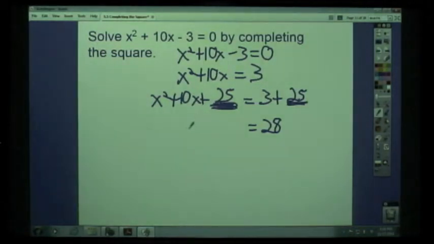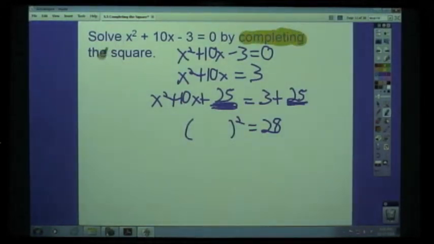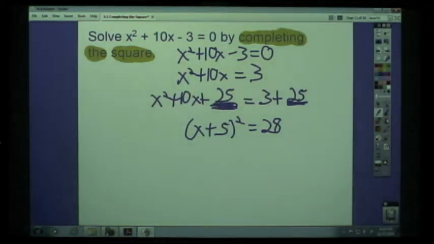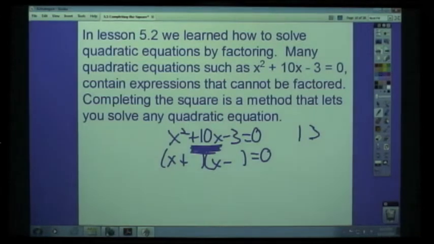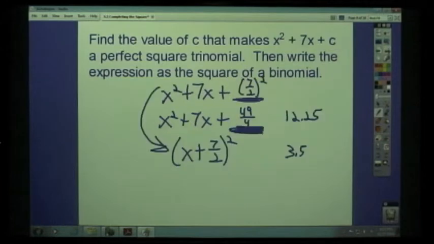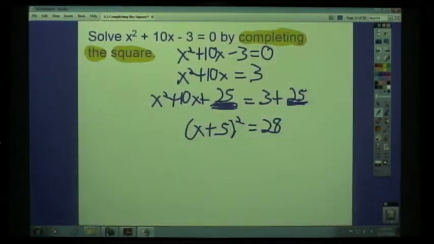On the left-hand side, this is a perfect square. This is why we call this process completing the square. Because what you are doing is making this side be a perfect square. So you know when you do this, it's going to be x plus 5 squared. Where did I get the plus 5? Remember, the 10 divided by 2 gave me the 5. Just like I looked at on this problem back here, I am taking it and breaking it down into a perfect square.